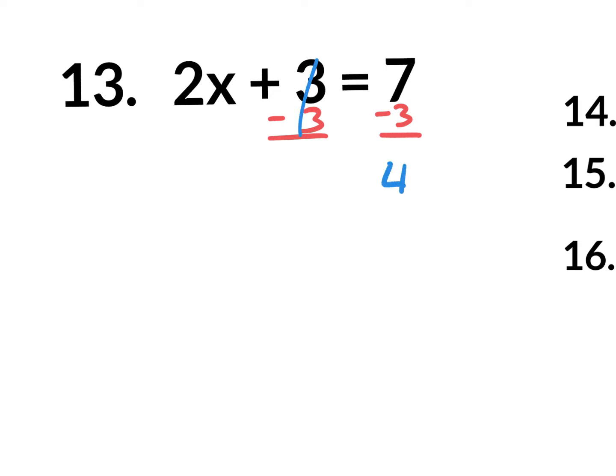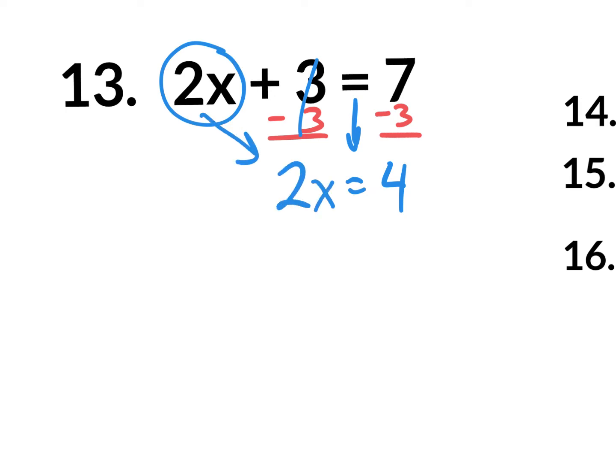7 take away 3 is 4. Bring down the equal sign. Bring down the 2x. So you really have the new simpler equation 2x equals 4, which is really 2 times x equals 4. To get rid of the multiplication of 2, we divide by 2.